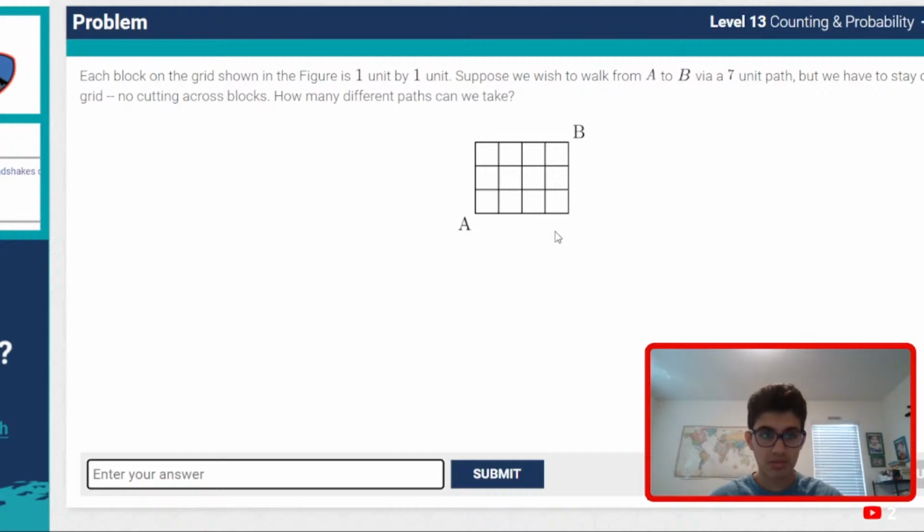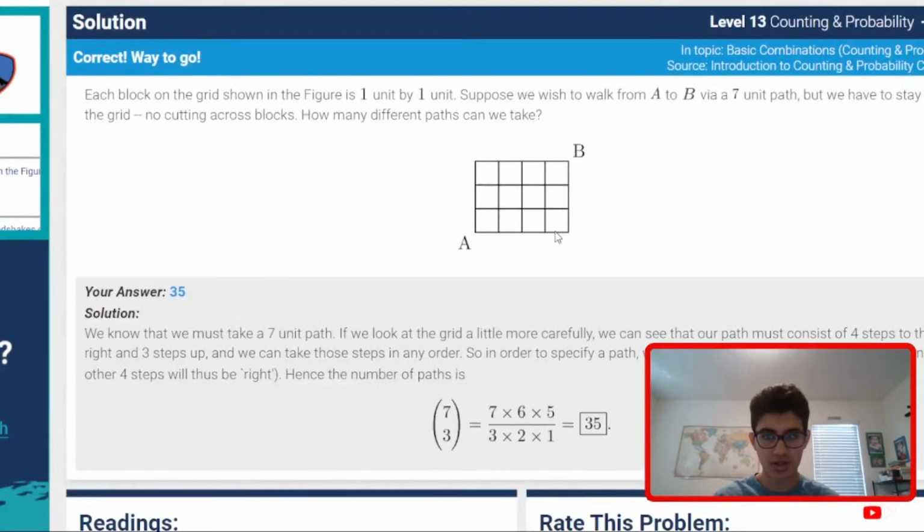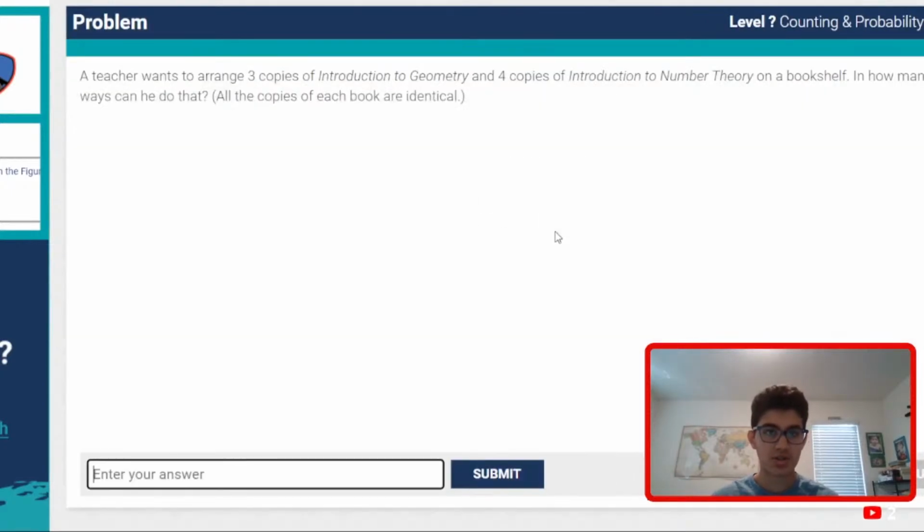Suppose we want... oh, okay, same thing. So 7 and then 7 choose 3, or what's easier? 7 choose 4, right? So it'll be 7 times 6 times 5, so 35, because we're dividing by 6. A teacher wants to arrange 3 copies of this and 4 copies of that on a bookshelf. So that will be 7 factorial divided by 3 factorial divided by 4 factorial. So wait, that's just 7 choose 3. That's interesting.